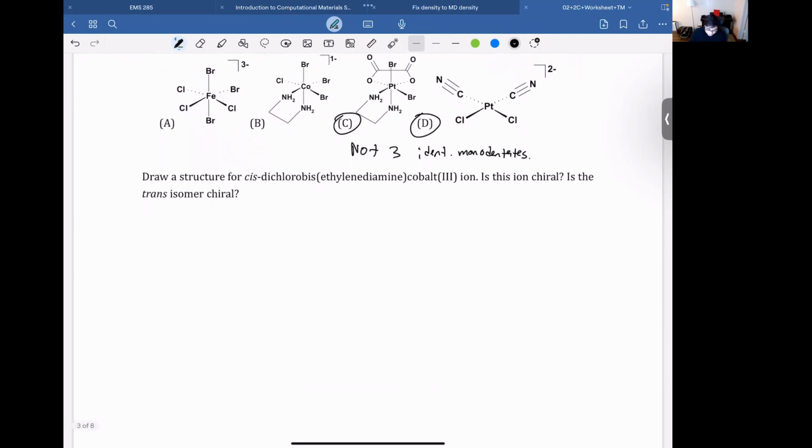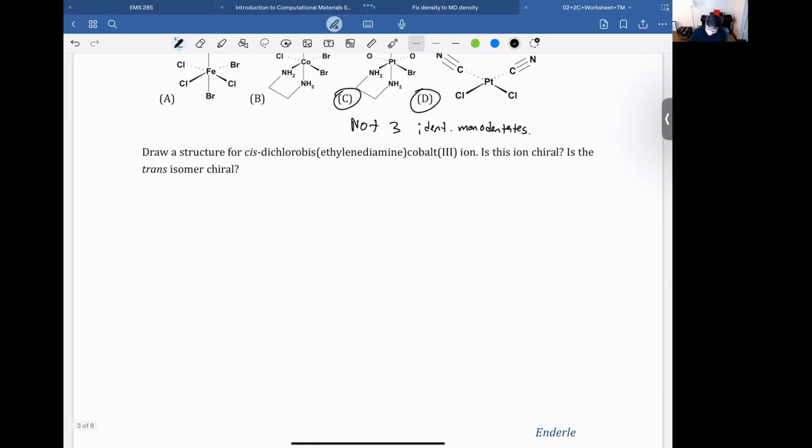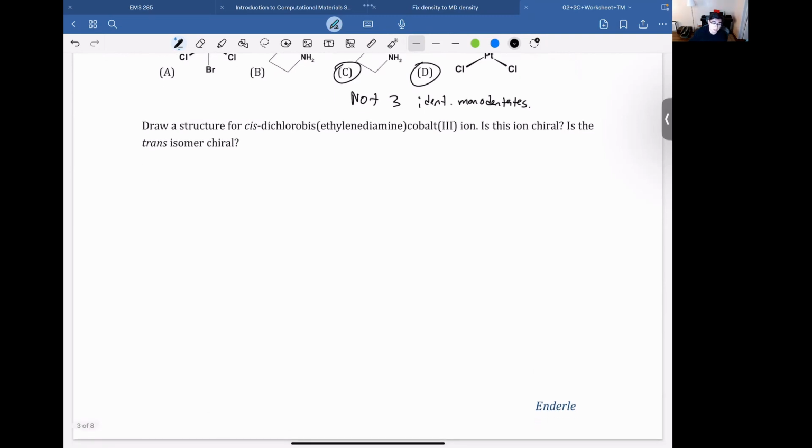Next one, it says draw a structure for cis-dichlorobis(ethylenediamine)cobalt(III) ion. Is this ion chiral? And is the trans isomer chiral? So the way you can draw these, the convention is where you have probably seen you have the wedges, you have the dashes, and you have the up and down, like so.